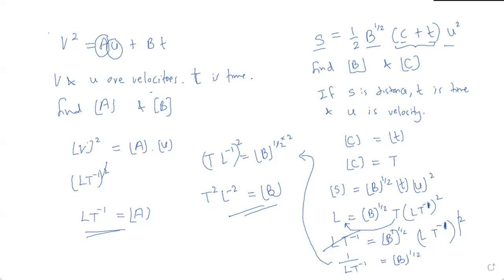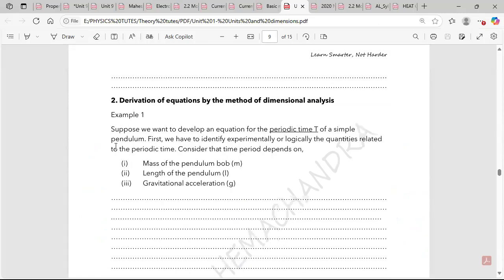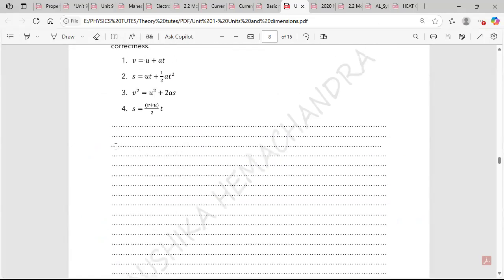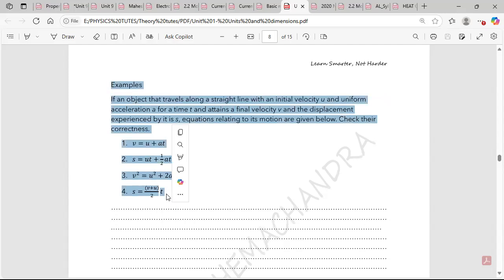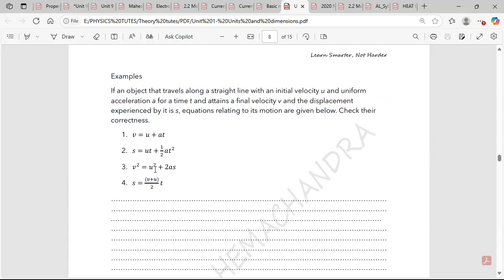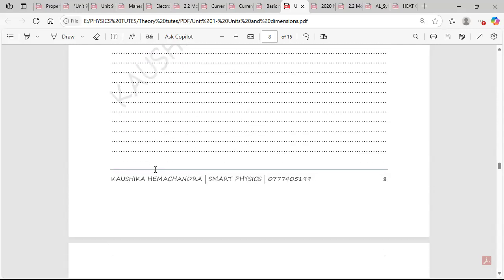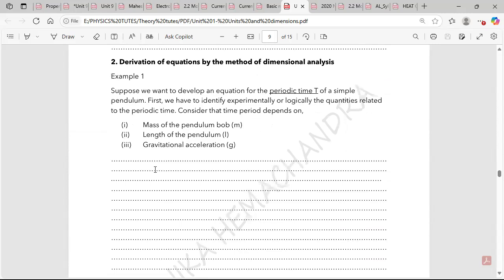Right. We can go to derivations now then. So we'll do the second question first, right? I mean, you can do these for homework. These are really simple examples. I won't be doing them because we have already done most of it. We did v equals u plus at all that time. You can check their correctness. We did harder questions than that. So now we're going to derive equations by the method of dimension analysis principle.